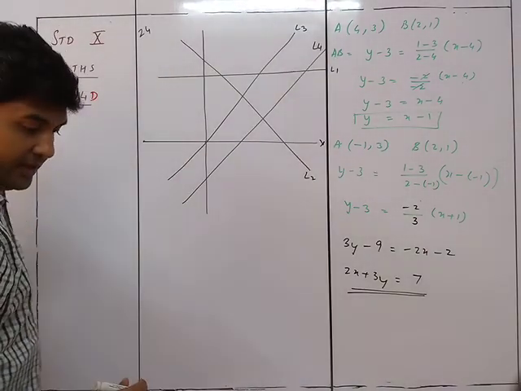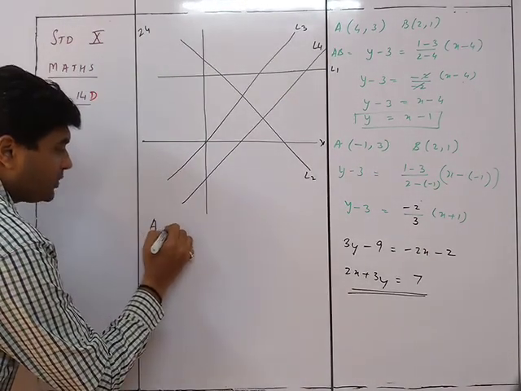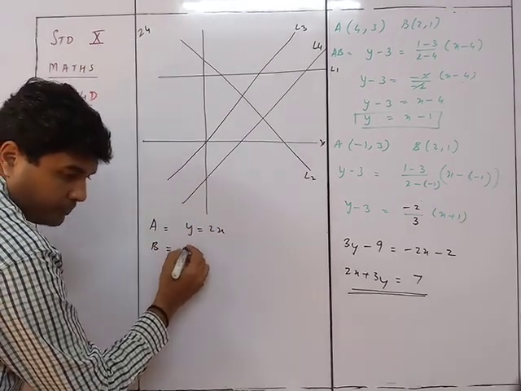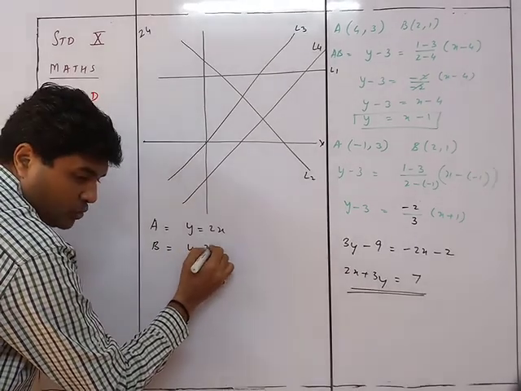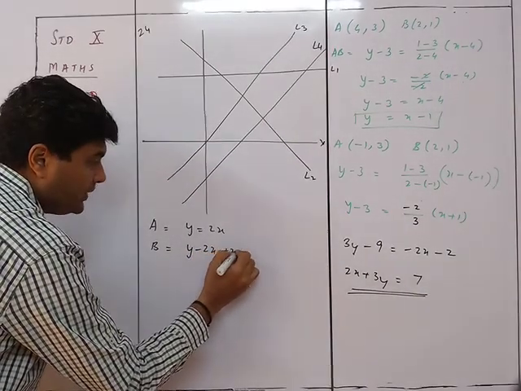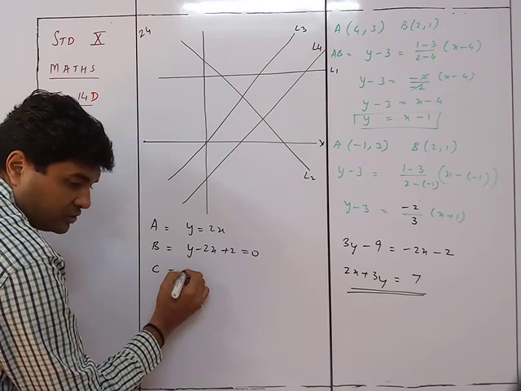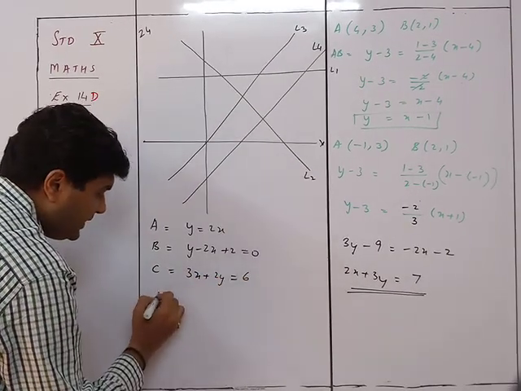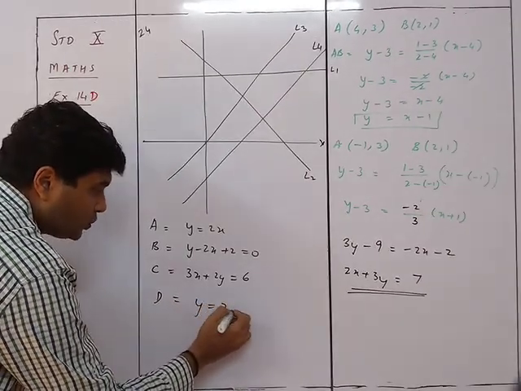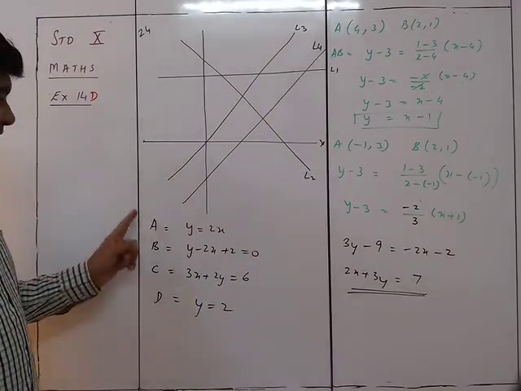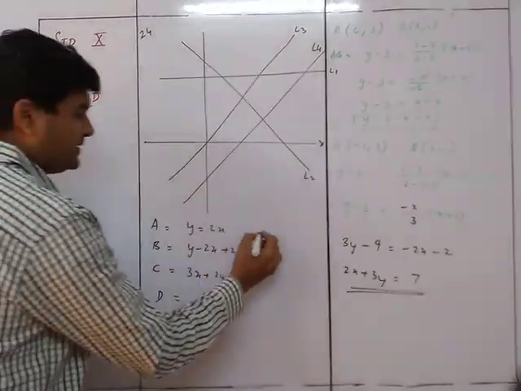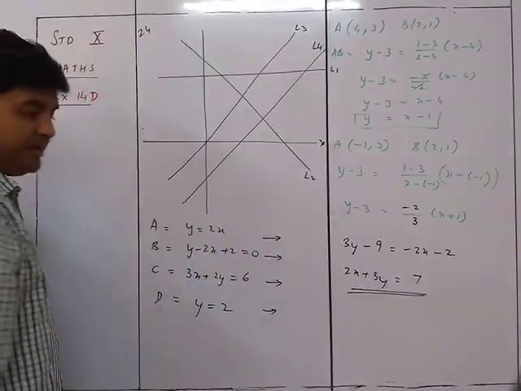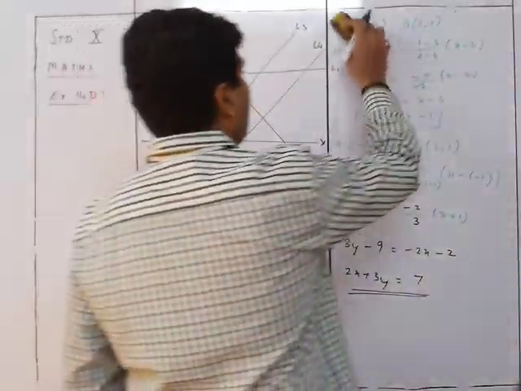Now we are given the equations as A is y is equals to 2x, B is y minus 2x plus 2 is equals to 0, C is 3x plus 2y is equals to 6, and D is y is equals to 2. These are the four things. I need to match the following. Means I need to put over here whether this is L1, L2, L3, L4. So let's see how to do this.